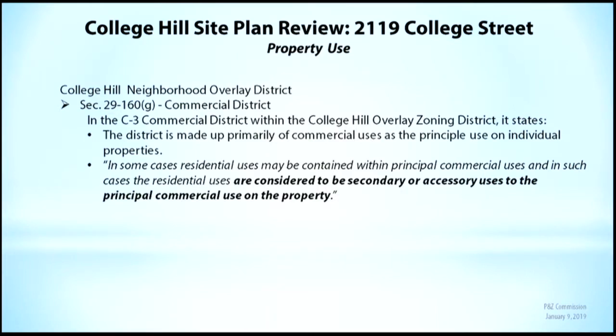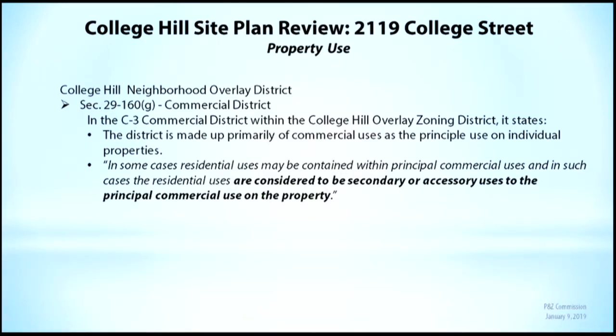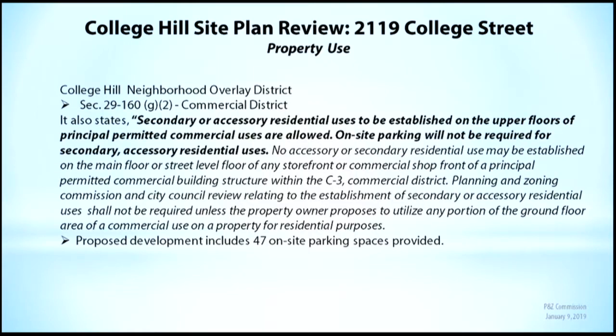Just summarizing the College Hill Overlay District in section 29-160, which is part of the commercial district within that overlay district. And basically that section G states that in that C3 district, it's commercial use, primarily reserved for those principal commercial uses on those properties. And then later on in that section is, in some cases, residential uses may be contained within that commercial use and are considered to be secondary or accessory to those principal commercial uses as located on those properties. And then moving along down that section, it basically says those secondary or accessory residential uses are to be established on the upper floors of those principal commercial uses, and then on-site parking will not be required for those residential uses.